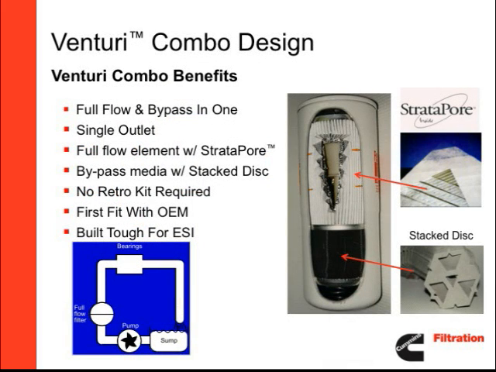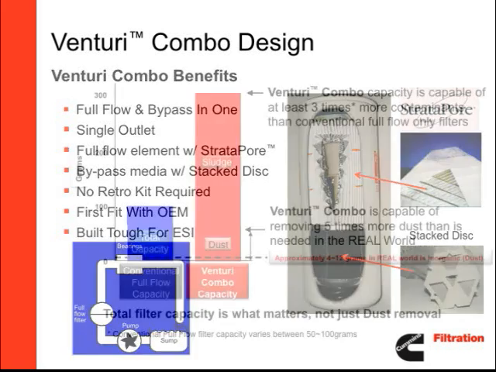What are the benefits of the Venturi combo filter? The Venturi is still the best combo filter in the industry. First, as you've already learned, this filter is both a full flow and bypass filter in one. It has a single inlet and a single outlet. The full flow element is high performance stratopore media, and the bypass media is a stacked disc design. No retro kit is required, and it is first fit with OEM. Finally, it is built tough for ESI.